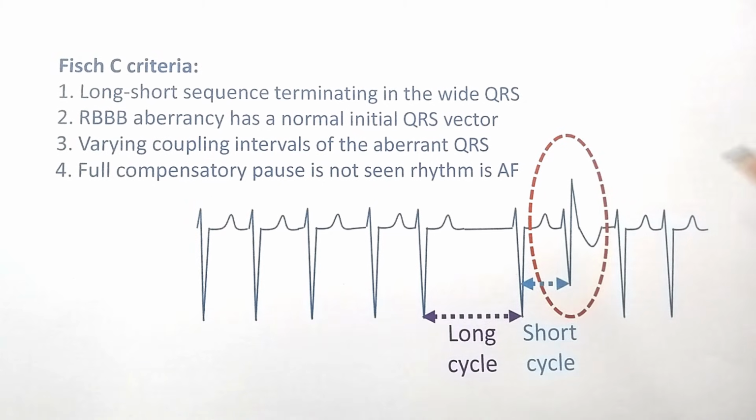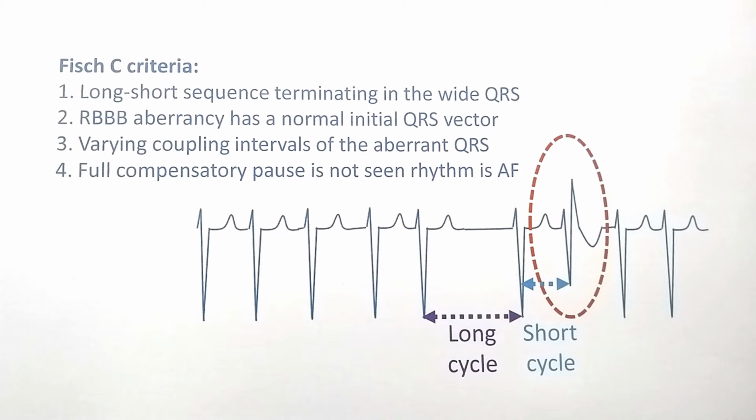In V1, you can see that instead of the R deepest pattern, an RSR prime pattern has occurred due to aberrancy. The importance of this Ashman phenomenon is that this may be mistaken for a ventricular ectopic beat. In atrial fibrillation, when there is a ventricular ectopic beat, especially if the person is on digoxin, it is quite significant.